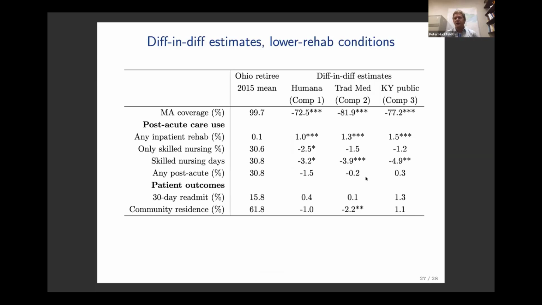So this table shows a similar graph for the lower rehab conditions. Generally the pattern is pretty similar, although the magnitudes are smaller. You see some switching to inpatient rehab, switches away from skilled nursing, and no change in outcomes, or no improvement in outcomes, for the Ohio public retirees.